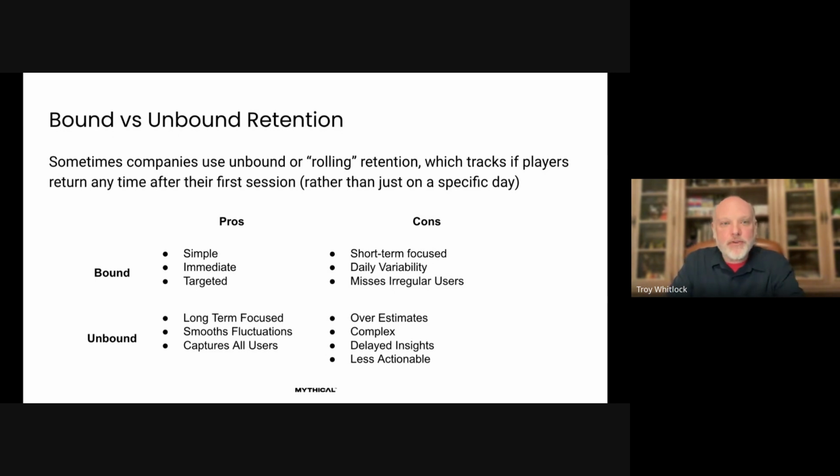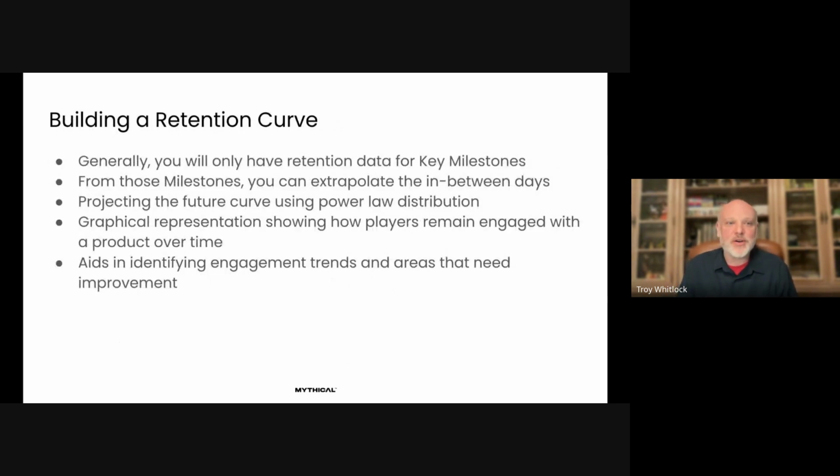Anyway, I'm going to move on from this to how to build a retention curve. Generally, you only have retention data for a few key milestones. And from those milestones, you're going to extrapolate the in-between days. And that allows you to project a future curve. And we usually use power law distribution to do that.